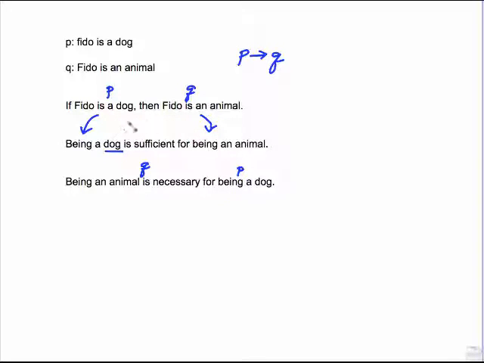So think about the logic of this. If Fido is a dog, then he is an animal. If he's a dog, then he is part of the greater animal kingdom. Being a dog is sufficient for putting him in the greater animal kingdom. But if we know the other way around, being an animal is necessary for being a dog. If you're not an animal, you cannot be considered a dog.